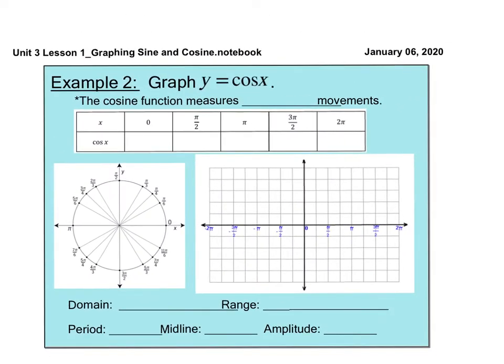Cosine, if you stick with the same idea, remember it goes cosine, sine. So this is going to be your left and right movements. This is going to be your horizontal or x value movements. So you want to put horizontal there.